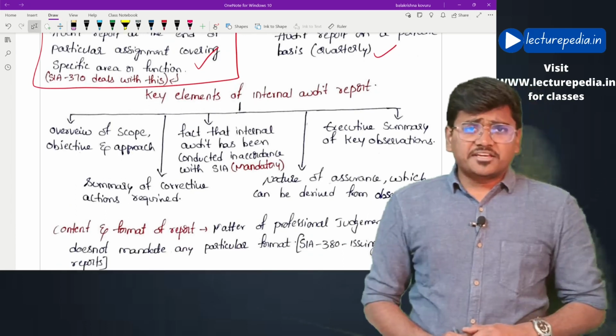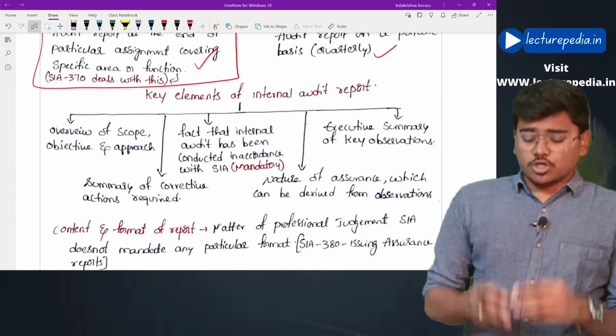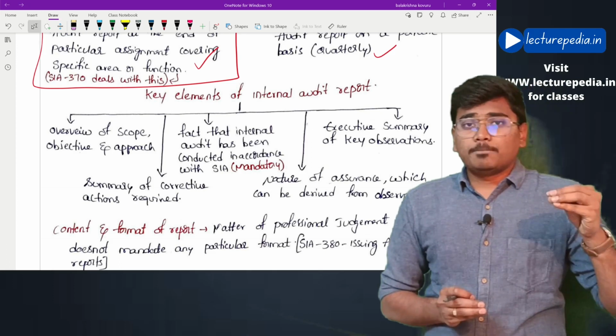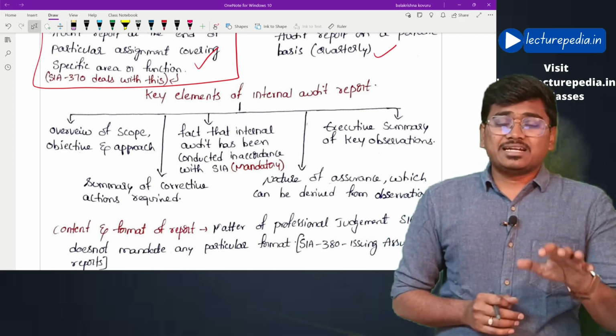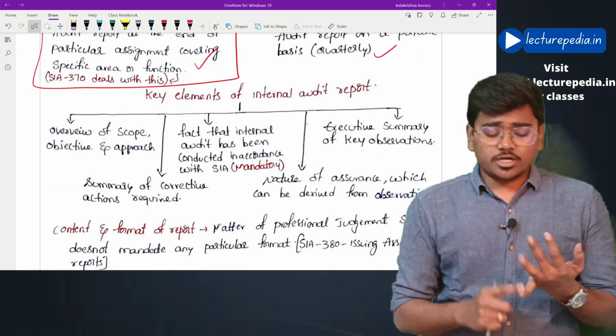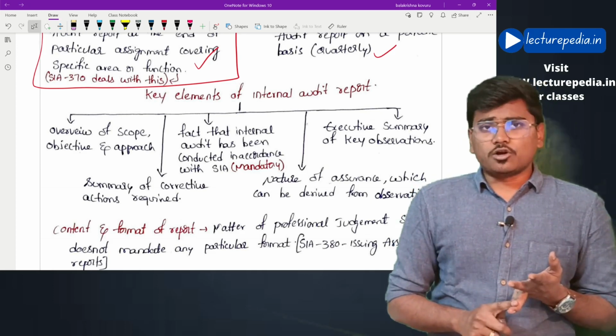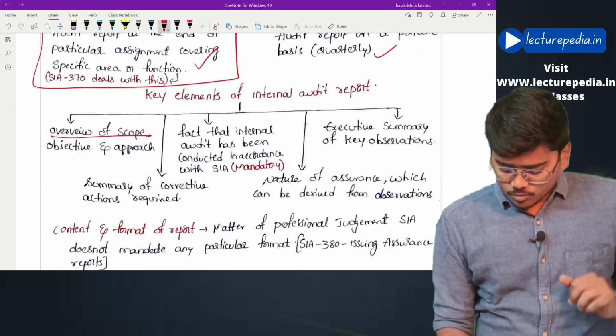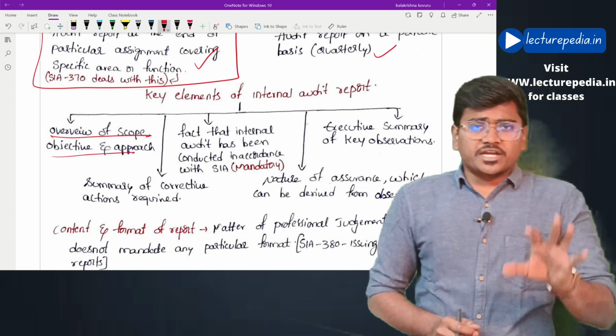Next, key elements of the internal audit report. What should be mandatorily present in the internal audit report? First of all, obviously, what is the scope of the audit and what is the objective of the internal audit, these must be present. Okay, an overview of scope and objective of internal audit.